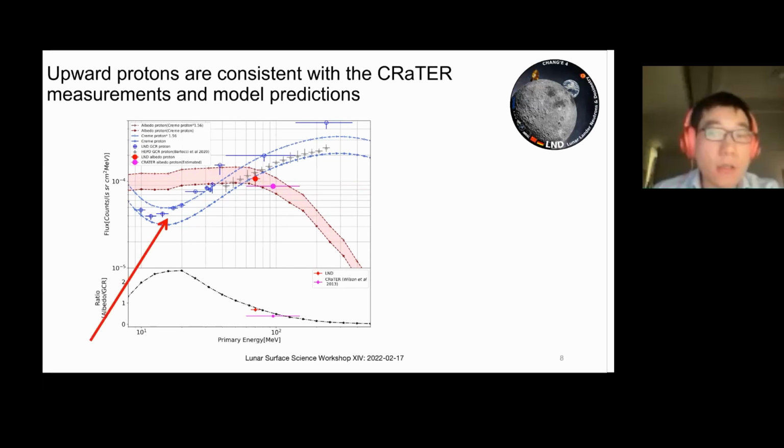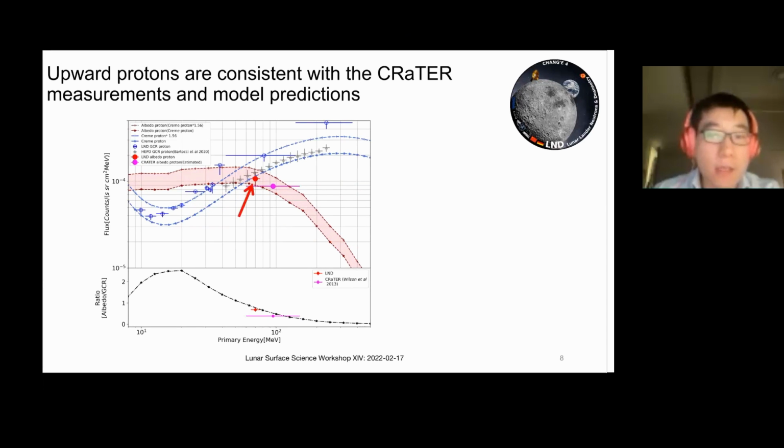First, this is the primary protons measured by LND, and this is well. This agrees quite well with the other instrument, SOHO, which I didn't print here. But compared to the model, I find a quite clear difference between the model and the instrument.